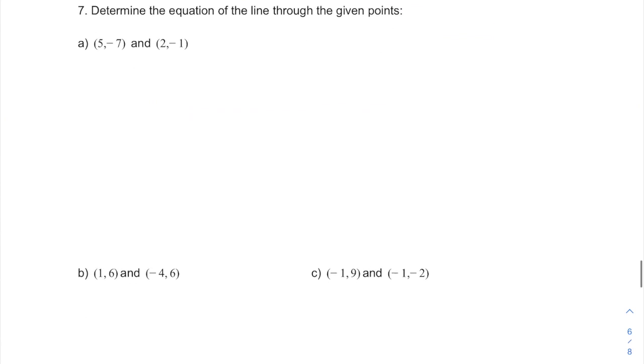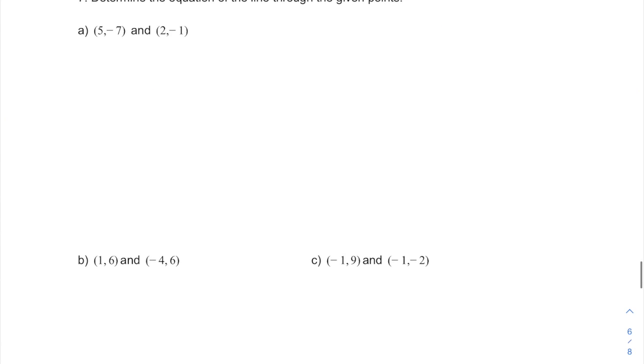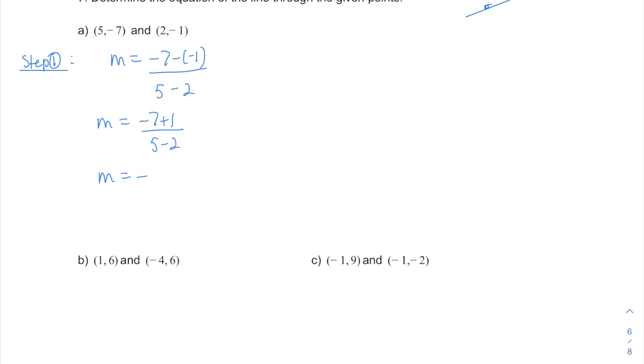Okay, so now let's go to number 7. This one is kind of putting it all together. So if I give you 2 points, you should be able to figure out the equation of the line that goes through those 2 points. And the way you do that is always to first, step 1, figure out the slope between the 2 points. So here we go. All right, so we know that the slope is -2.